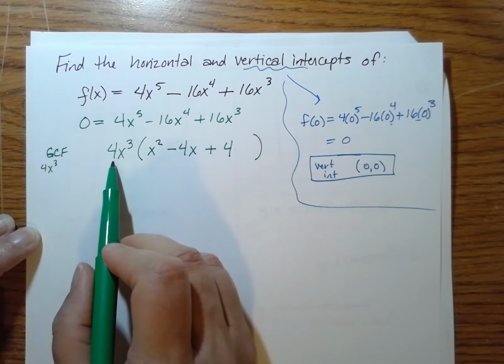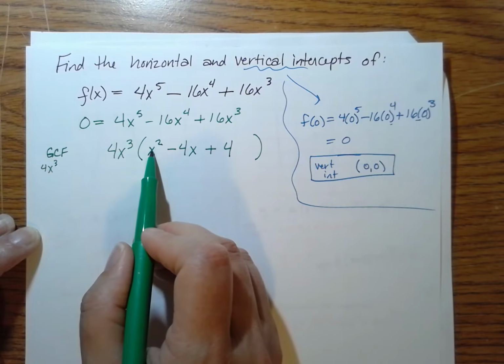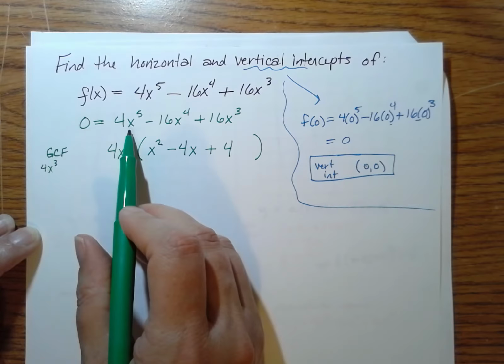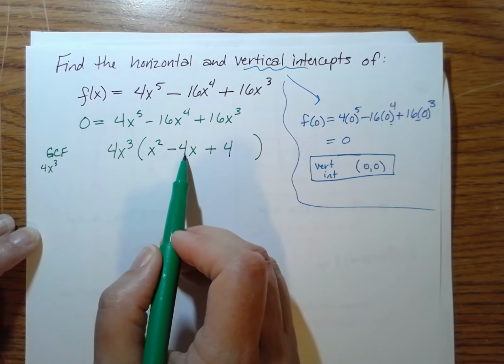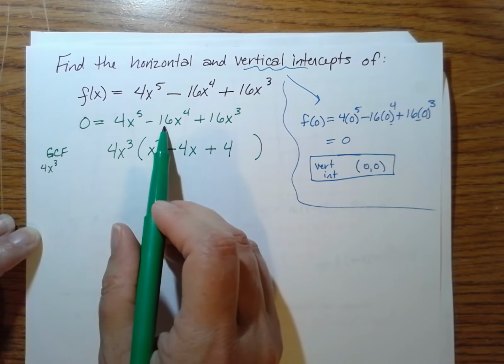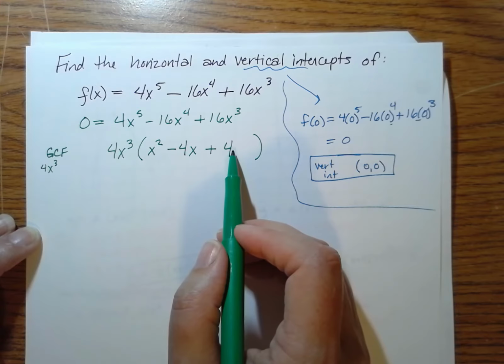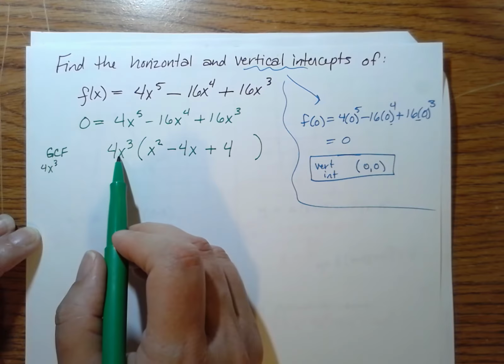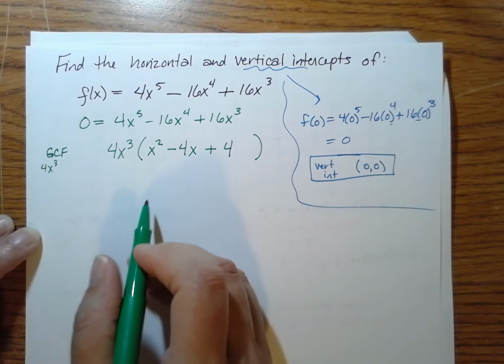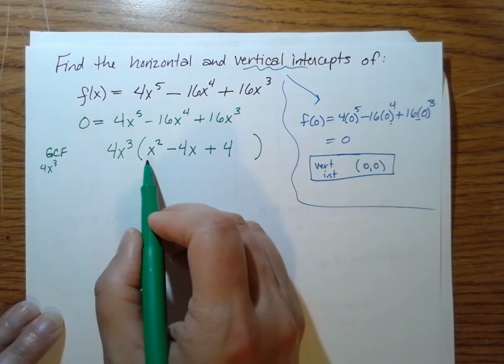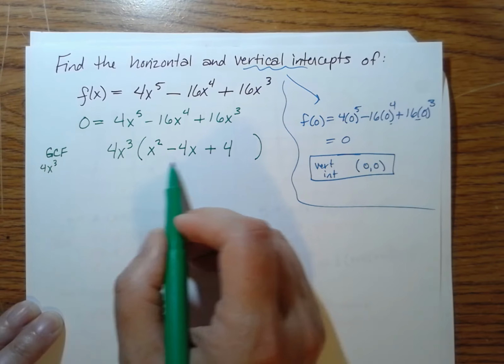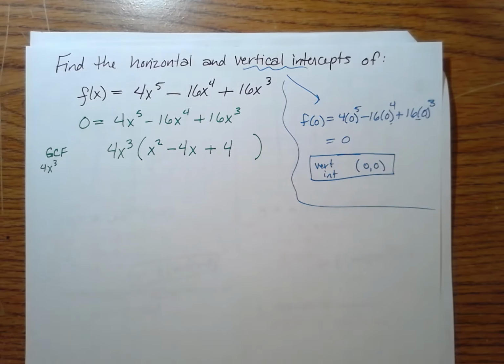So we should double check, make sure this is right. 4x cubed times x squared, that's 4x to the 5th. 4x cubed times negative 4x. 4 times negative 4 is 16. x to the 4th. Yeah, 4. And 4 times 4, 16, x cubed is the last. So we're good. But what it leaves us is a factor that's a trinomial. So we need to try to factor that even further.